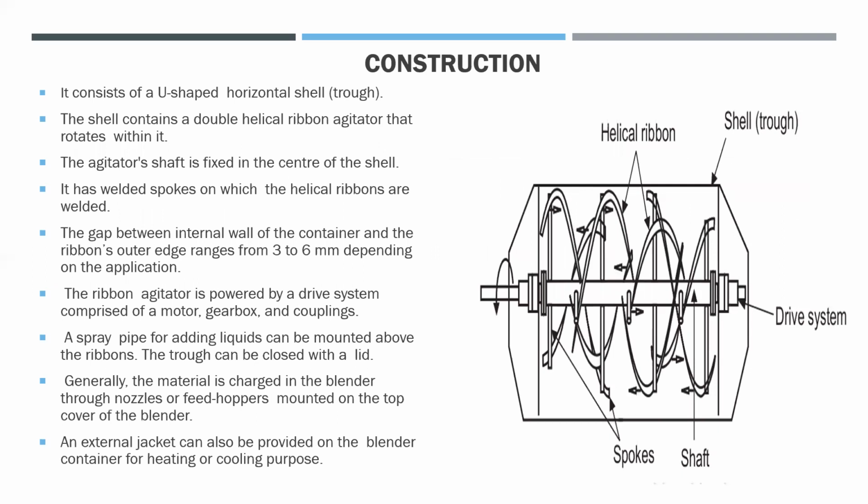Next, construction of the ribbon blender. It consists of a U-shaped horizontal shell, which is called a trough. This shell contains a helical ribbon agitator. Agitator means blade. So this is the double helical ribbon agitator or blades, which can be rotated in this ribbon blender.